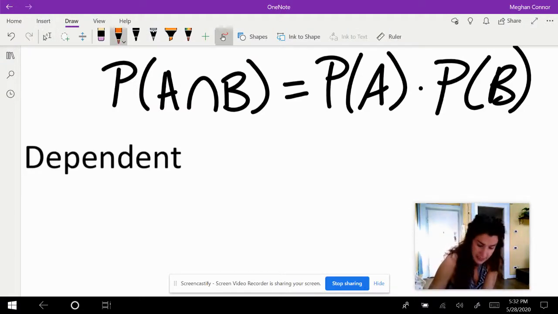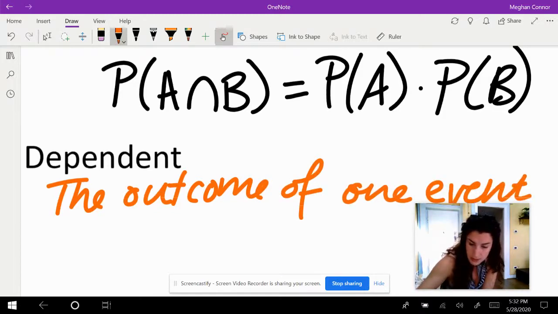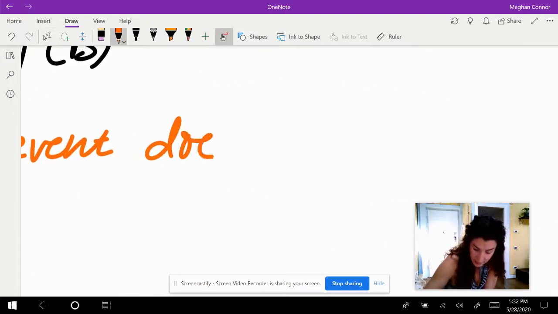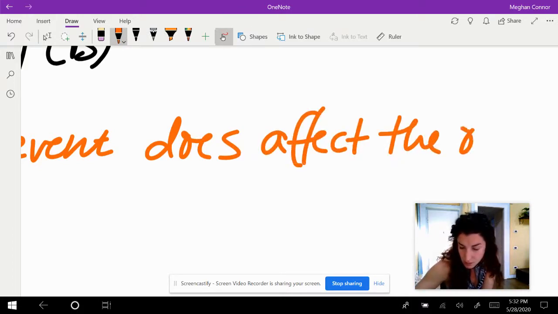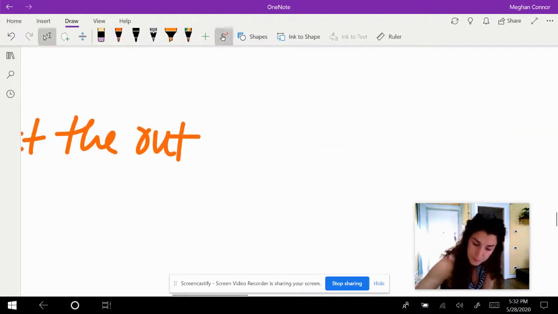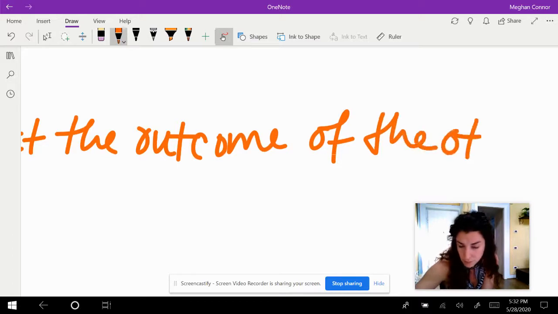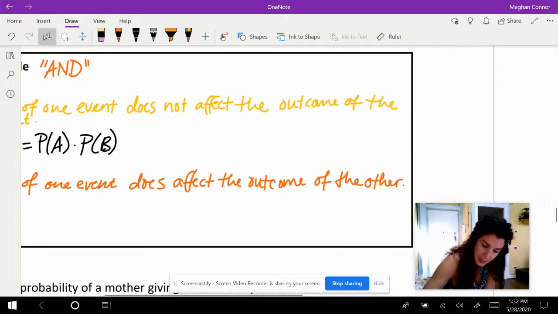With dependent events, the outcome of one event does affect the outcome of the other. So this one does not, and this one does.